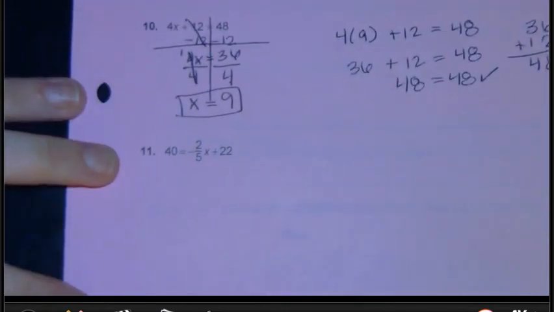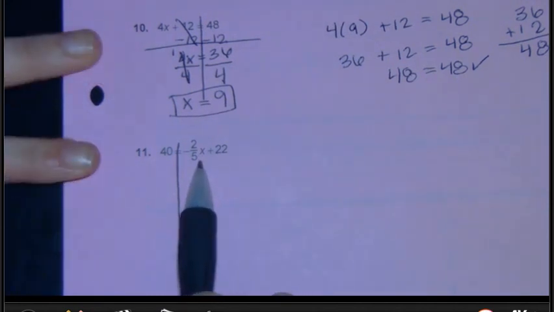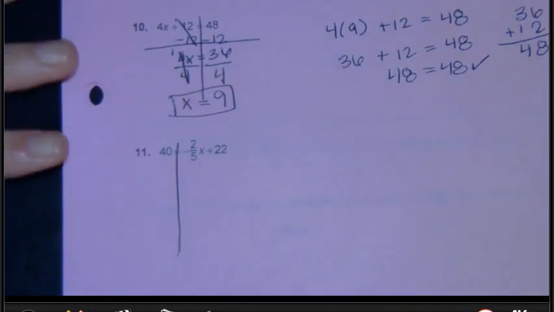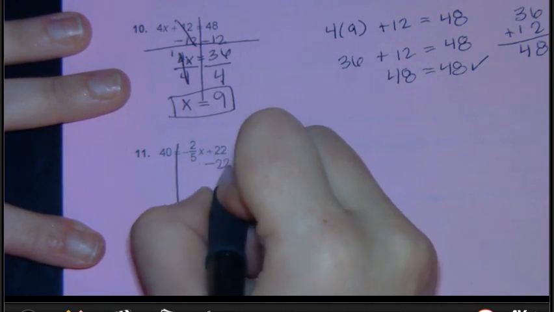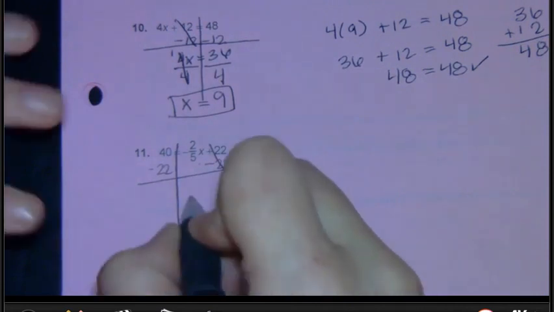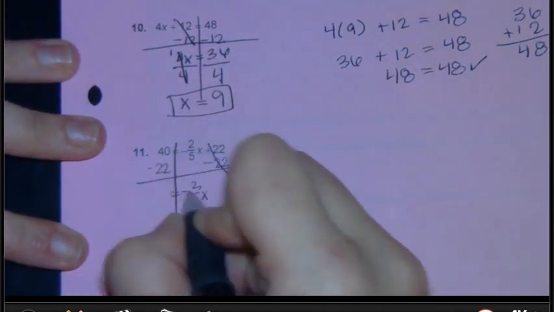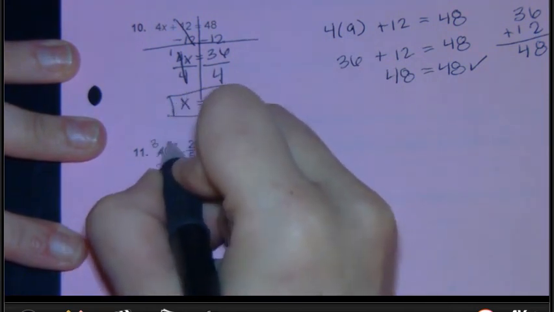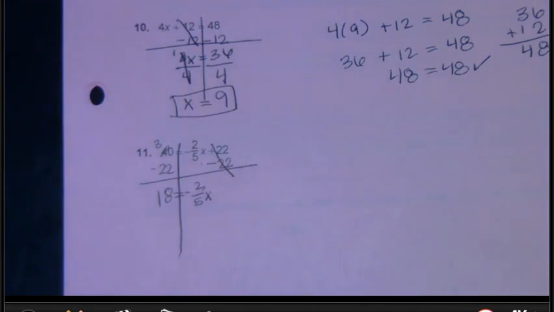All right, number 11. So I have 40 is equal to negative 2 over 5x plus 22. So this time it gave us the x on the right side, but we can still solve it. So I see that I'm adding 22, so I need to take away 22 because I add or subtract first. I am left with negative 2 over 5x is equal to, well, remember, I've got to borrow and carry. 8, 3 minus 2 is 1, so I have 18.